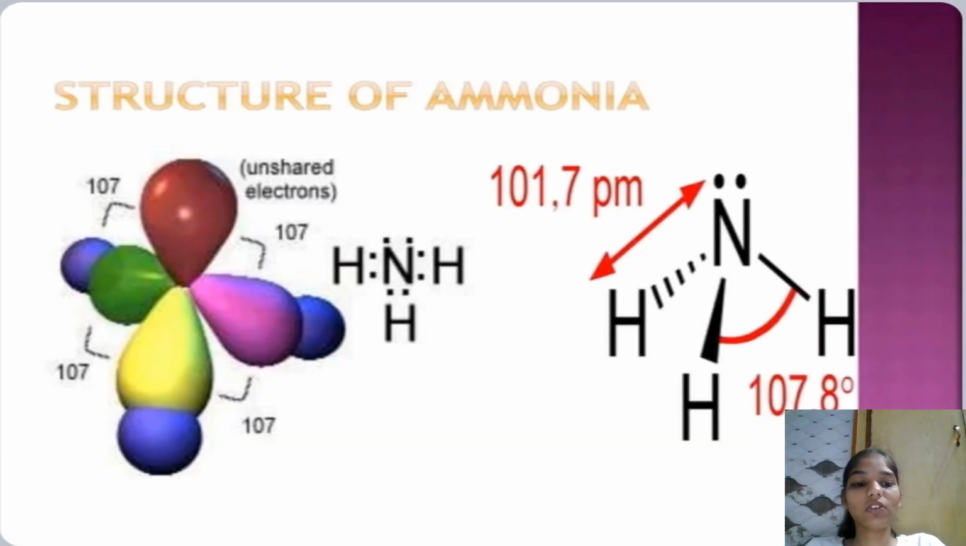Next is the structure of ammonia. So here we can see the structure of ammonia. The geometry of ammonia is tetrahedral, but the shape of ammonia is pyramidal due to the presence of a lone pair.